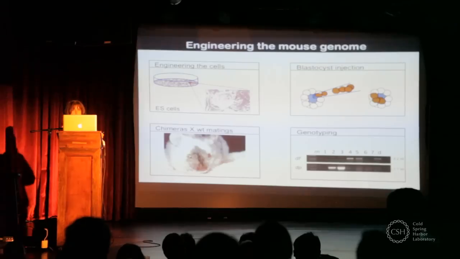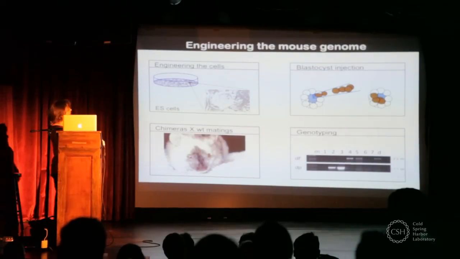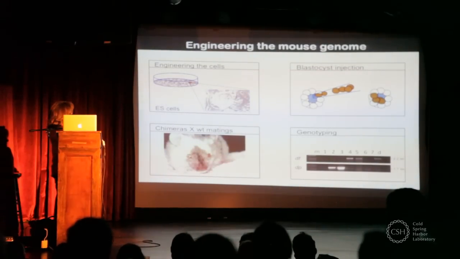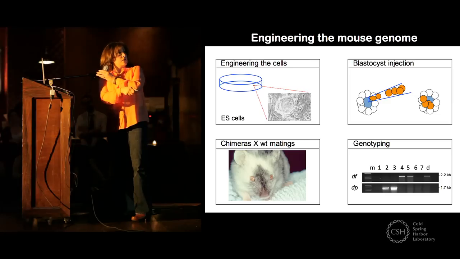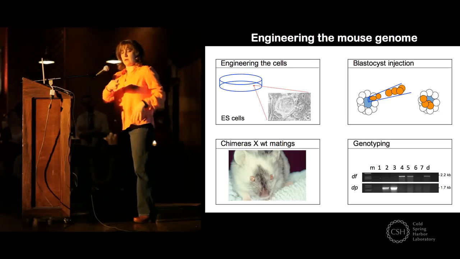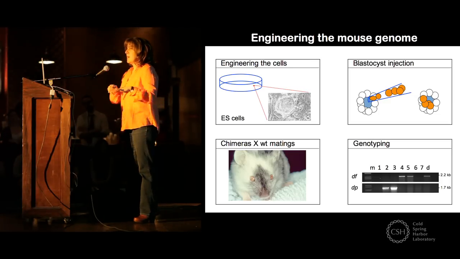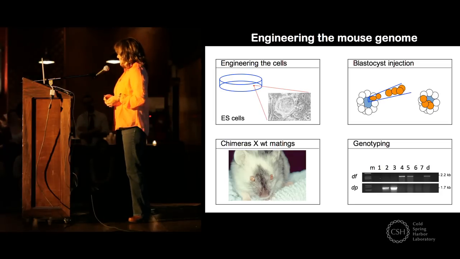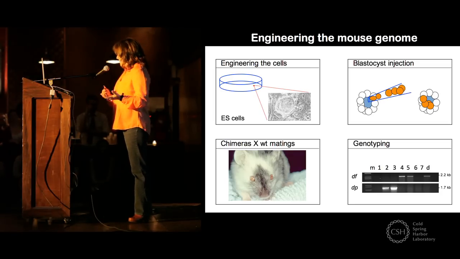And this is showing sort of the schematic of how we do this. We grow the embryonic stem cells shown here. Here's an embryonic stem cell clone, and it's grown on essentially a feeder layer, which is shown here on this plate. And these feeder cells secrete the nutrients needed to keep those embryonic stem cells happy.